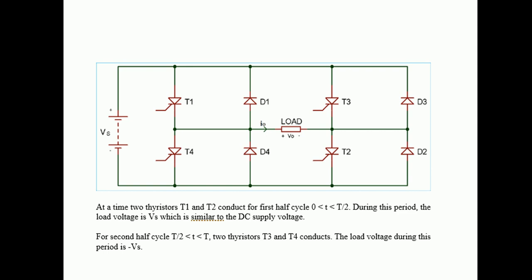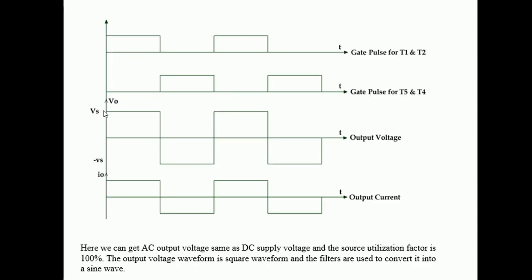We can see that this is the resistance, basically the load, with T1, T2, T3 and T4. When the positive cycle is occurring, T1 and T2 are conducting, and in the other half cycle, from T by 2 to T, T3 and T4 will be conducting. So this is how we get a square wave on the output. Here you can see the gate pulses for T1 and T2 conduction, and for T3 and T4 conduction. This is the square wave we get, and here we have the voltage Vs, not Vs by 2. So this is the benefit of the single phase full bridge inverter.